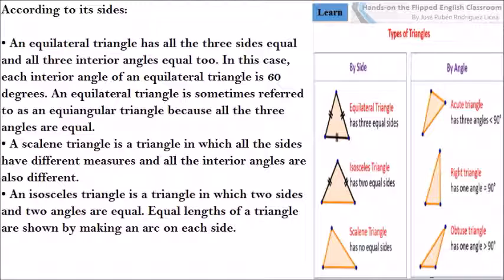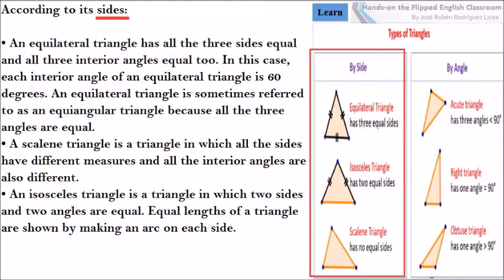According to its sides. An equilateral triangle has all the 3 sides equal and all 3 interior angles equal too. In this case, each interior angle of an equilateral triangle is 60 degrees. An equilateral triangle is sometimes referred to as an equiangular triangle because all the 3 angles are equal.